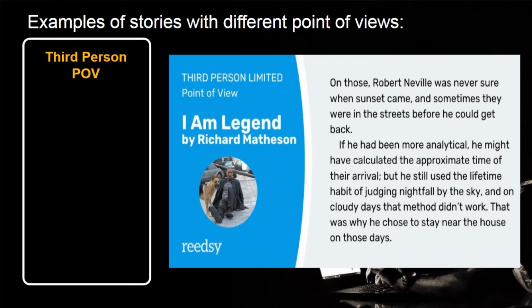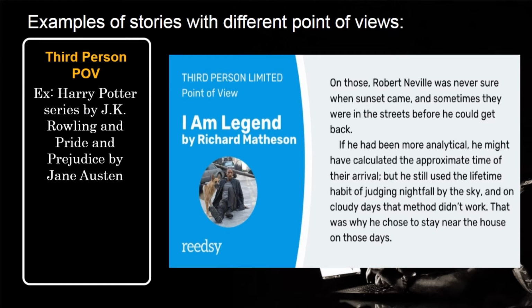The following novels are written in third-person point of view: Harry Potter series by J.K. Rowling, Pride and Prejudice by Jane Austen, and I Am Legend by Richard Matheson.